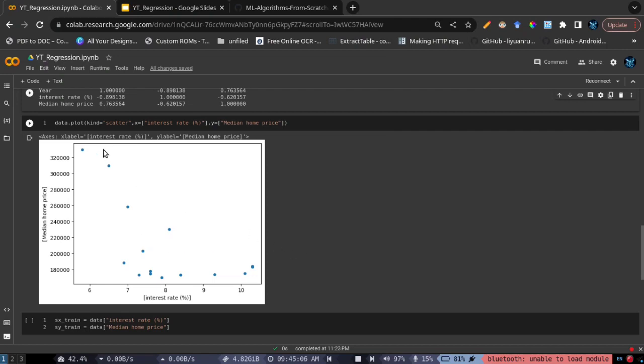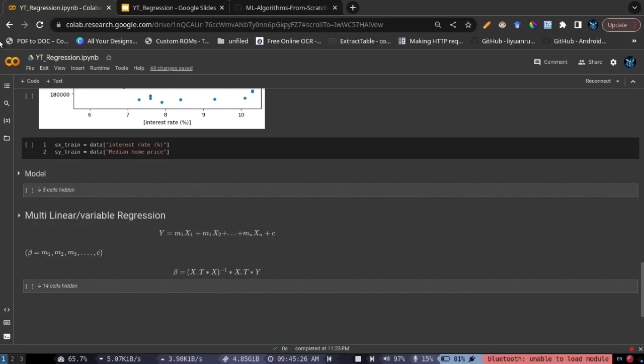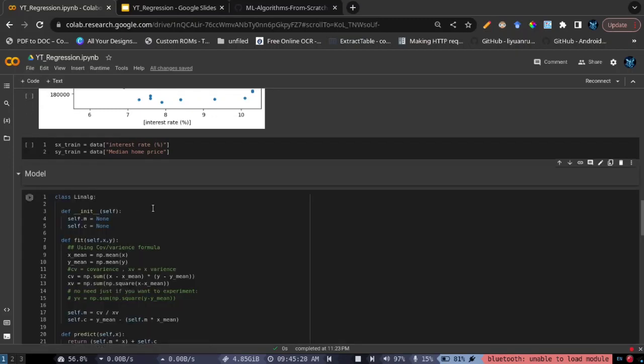You can remove these outliers, of course, but then it will make no sense, because our data set has only 16 entries. So that is also one problem, right? Our data set has only 16 entries. That is one of the big problems. But we are just testing our algorithm, that's why. So let's say our x and y, right? And now let's create the model.